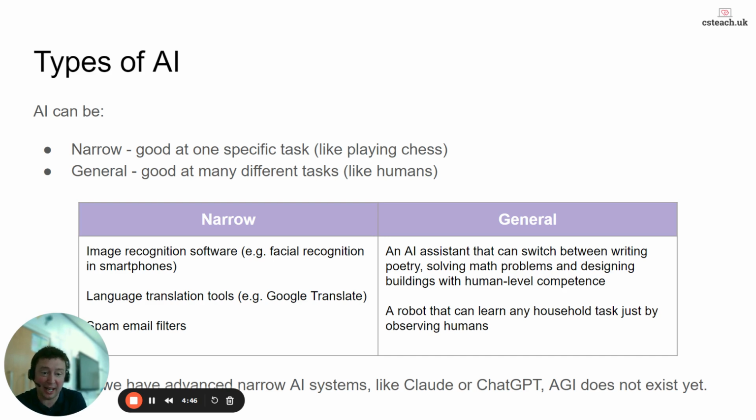In general AI, you've got an AI assistant that can switch between writing poetry, solving math problems, and then go on to design a building with human level competence. And I mean, not just my level competence, actually, trained professional competence at writing poetry and solving math problems and designing buildings. And it will do that without having to be reprogrammed or given any sort of specific complex instructions.